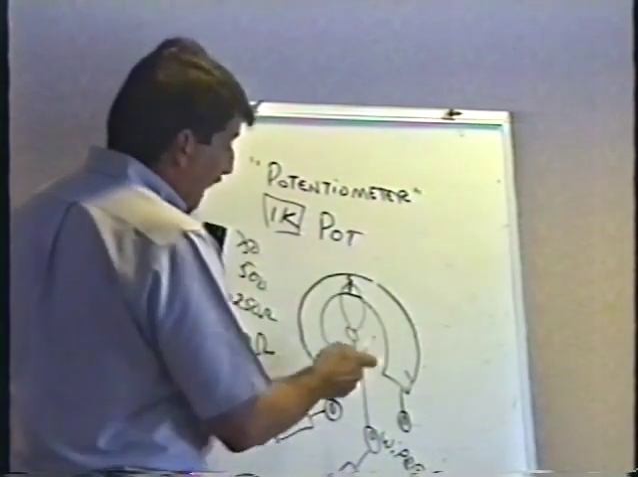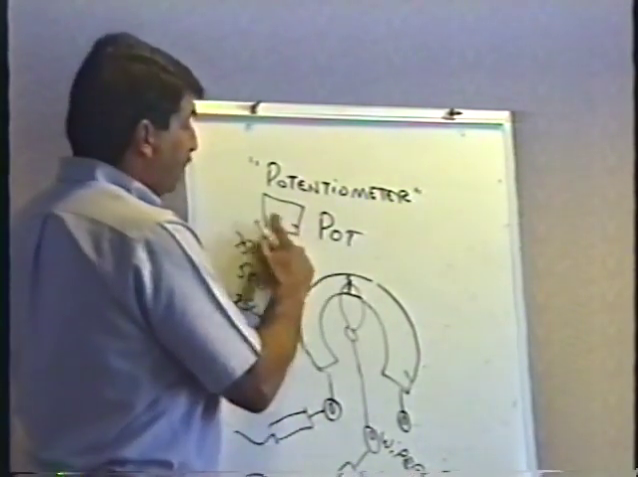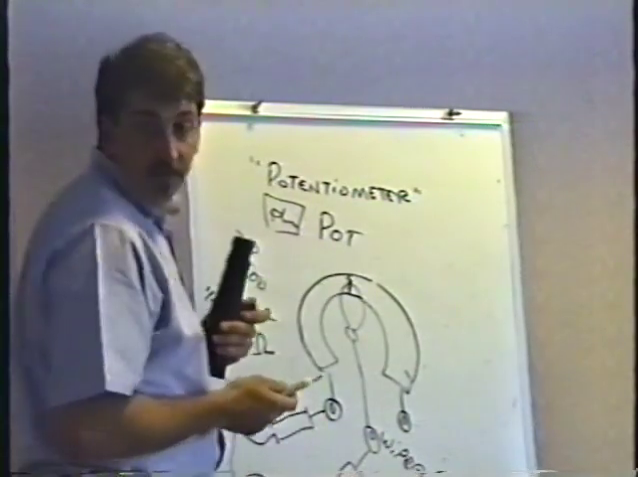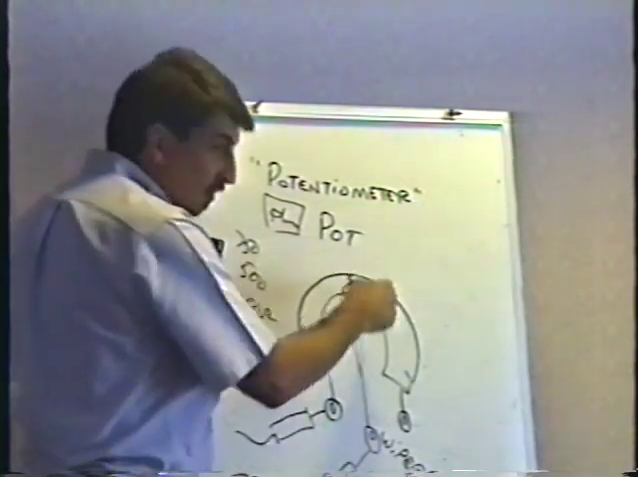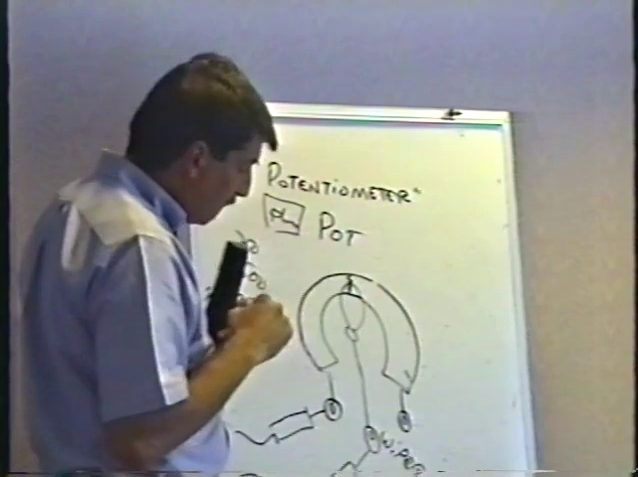On the other hand, if you checked, let's say it's supposed to be 1K, and your meter says that it's open, then obviously the pot is bad, it's cracked somewhere. So that's test number 1.